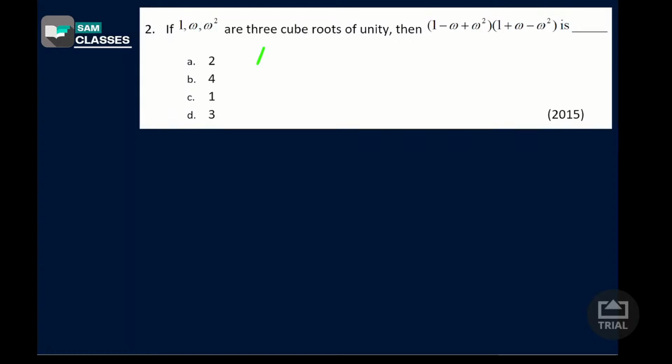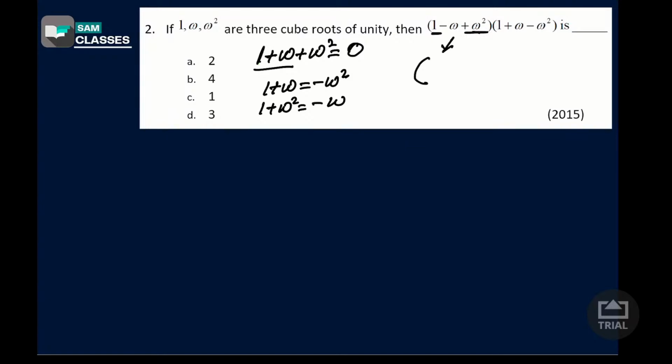We all remember what 1 plus omega plus omega square is equal to. Jokes apart, 1 plus omega square is equal to what? So if I want to find 1 plus omega, I can write minus omega square, and 1 plus omega square is equal to minus omega. So can you spot 1 plus omega square here? Can I rearrange this and write 1 plus omega square minus omega, and 1 plus omega minus omega square? So just now I got the value of 1 plus omega square as minus omega, and 1 plus omega is minus omega square.